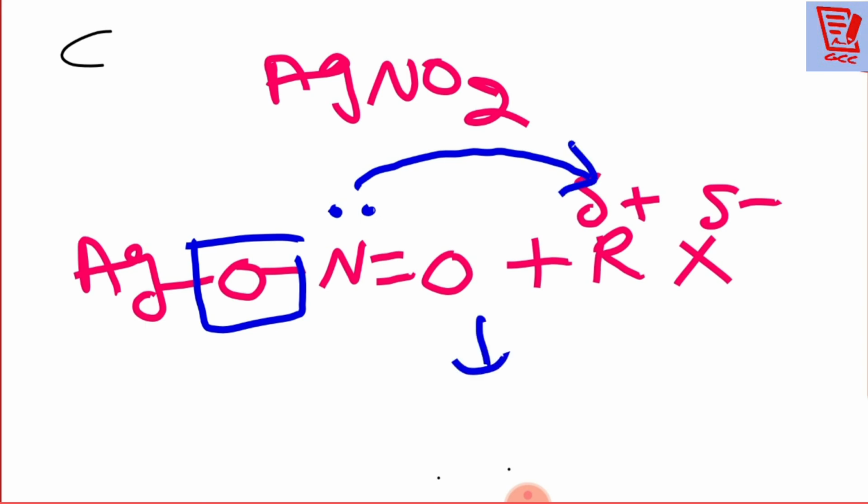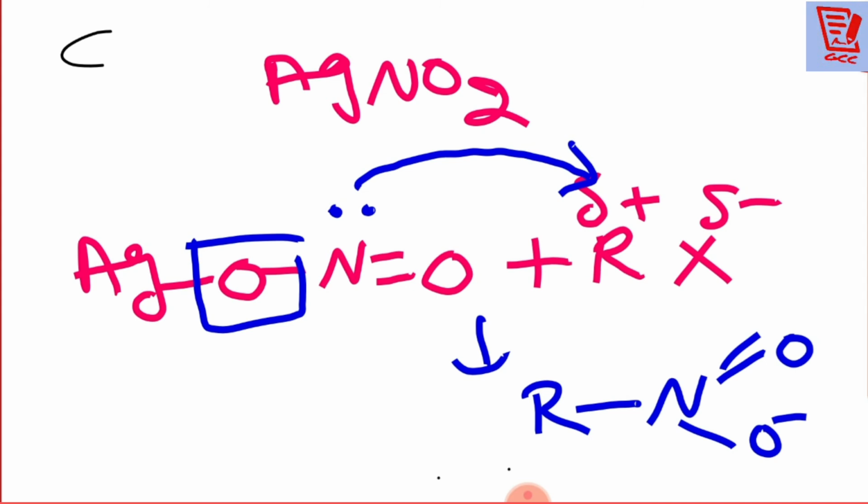So that is why there will be RNO2. Fine. Nitroalkane will be formed. What are we going to form? We are going to form the nitroalkane. Understood all of you? Okay. Now students, you see the next reaction is here.